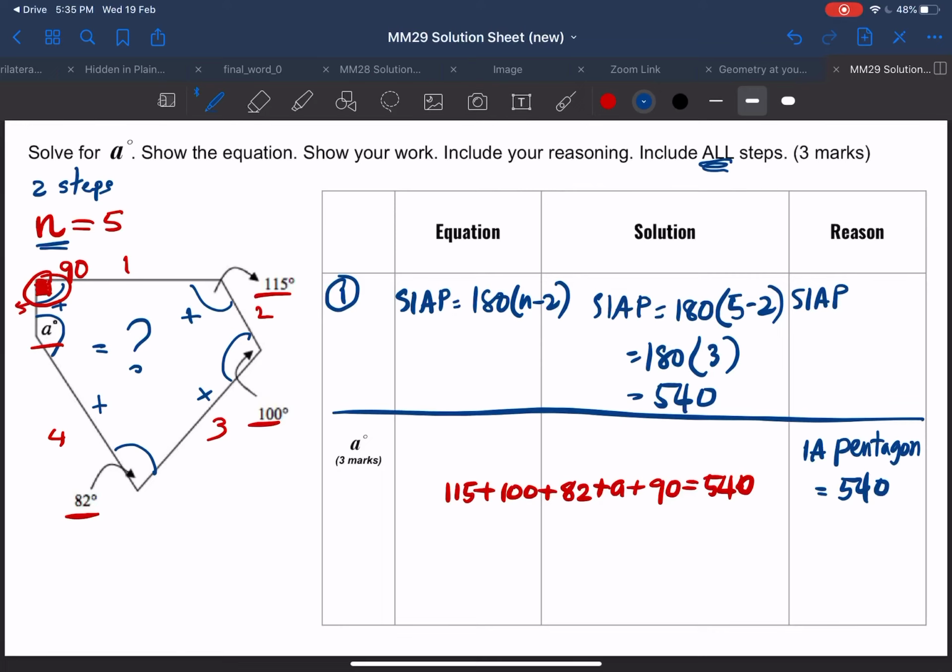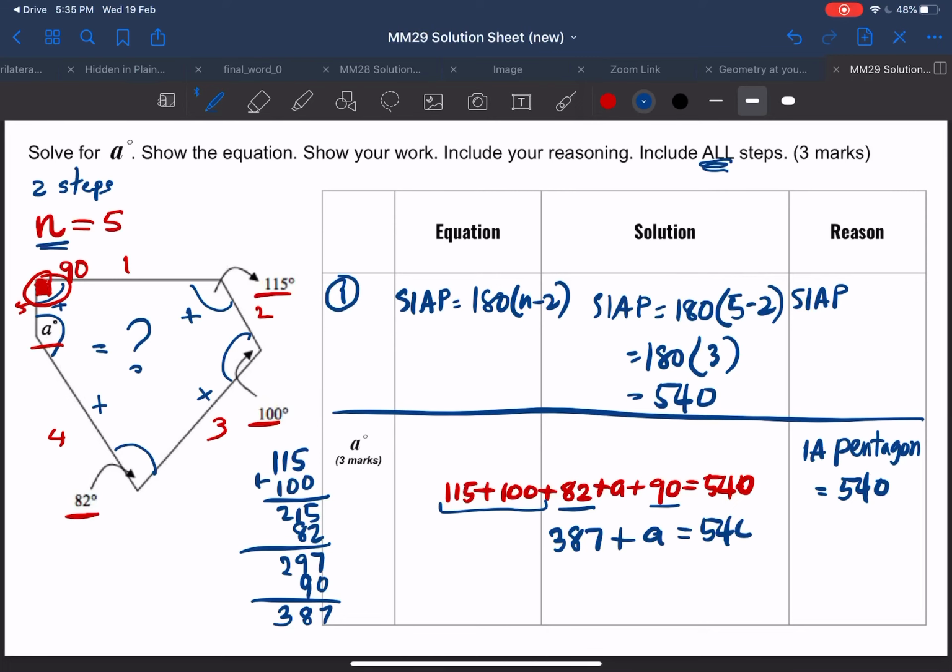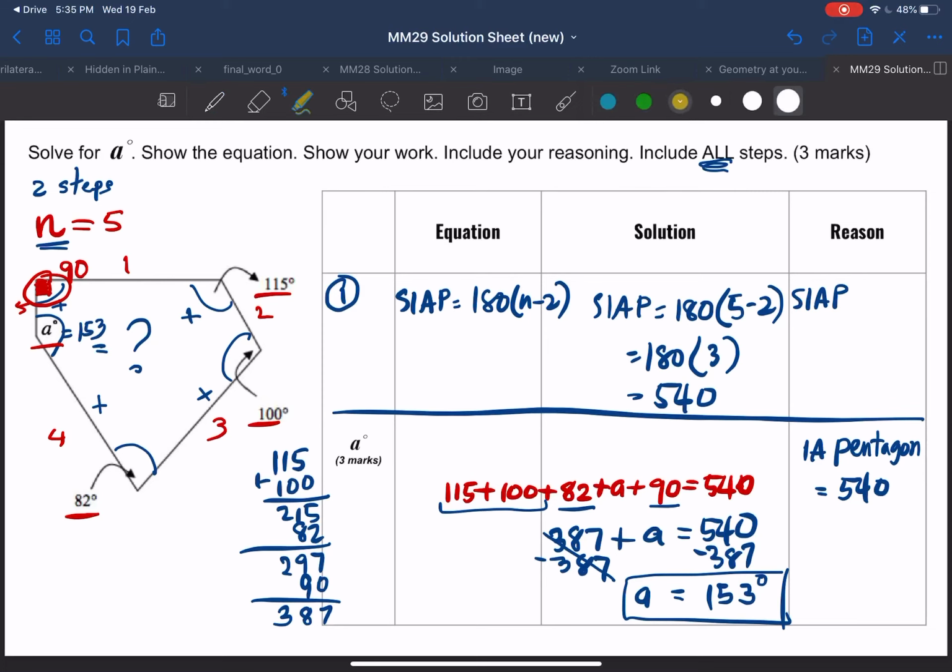Now add like terms together. 115 plus 100 equals 215, plus 82 equals 297, plus 90 equals 387. So 387 plus A equals 540. Minus 387 on both sides. A is equal to 153 degrees. So A is equal to 153 degrees.